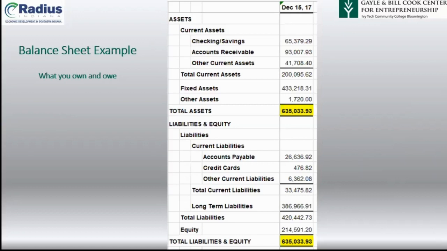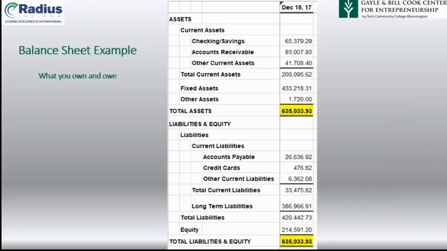So once you have all that together, you add up all your assets. And again, you can break these down into the way that works for you. Some people break down their fixed assets and list individual fixed assets and individual other assets. It just depends on what works for you. But you'll see the highlighted portions here. Total assets is $635,000 and some cents. Total liabilities and equity is the same exact total to the penny. So let's move on to liabilities.